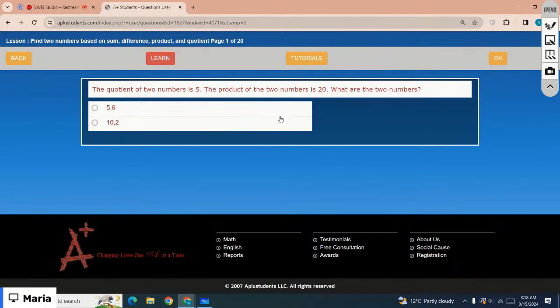The quotient of two numbers is 5. The product of two numbers is 20. What are the two numbers? Which two numbers, when multiplied, make 20 and when divided, have the quotient 5? Which is the correct option?